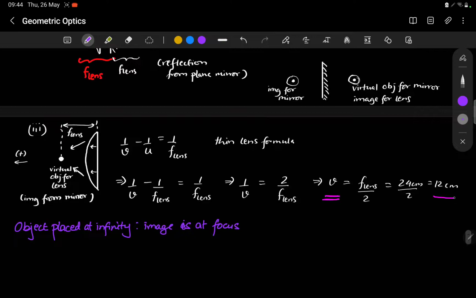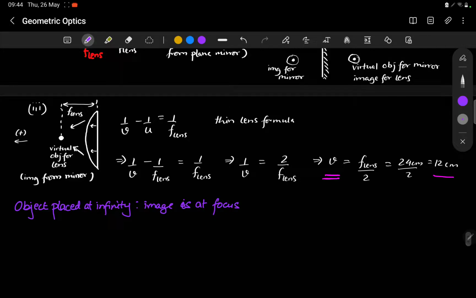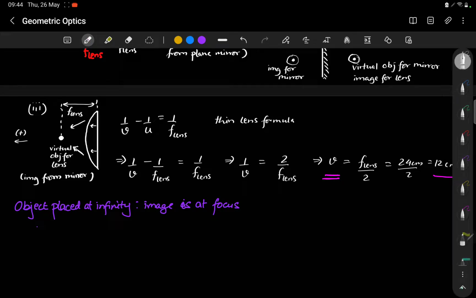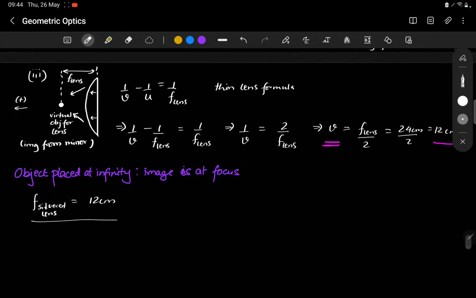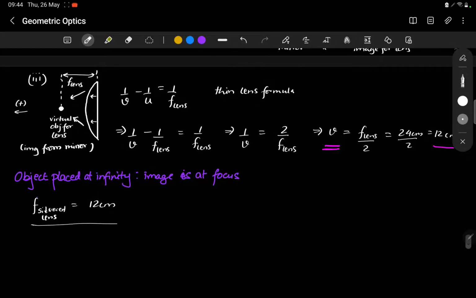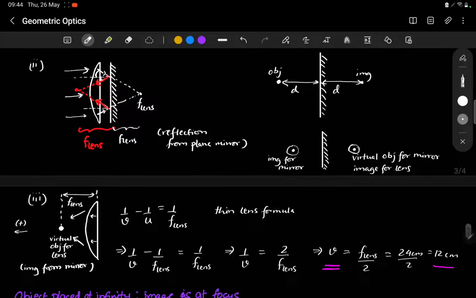So we have found out the value of the focal length of the silvered plano-convex lens. So the focal plane of the entire system, focal plane of silvered lens is 12 centimeters. Now there is another way in which we could have tackled this question. This is a simpler trick to solve this question.